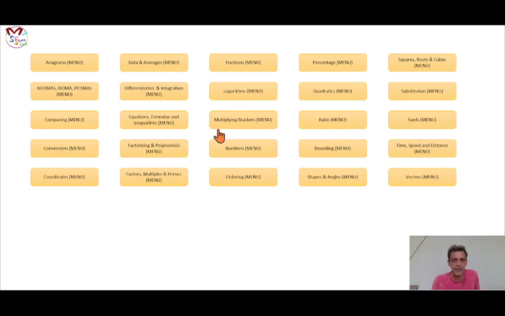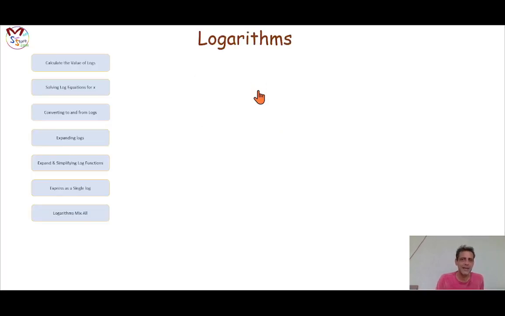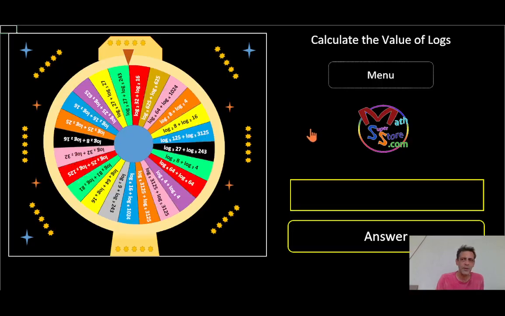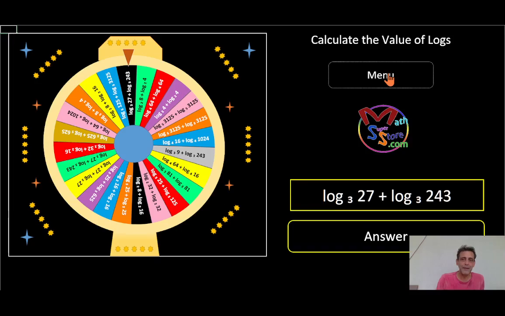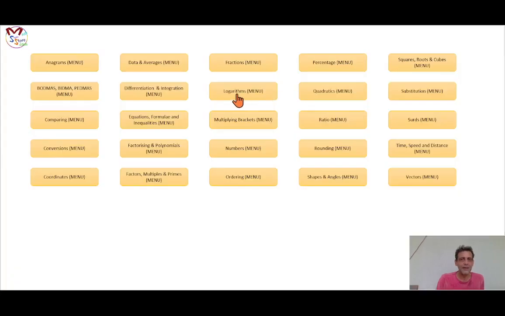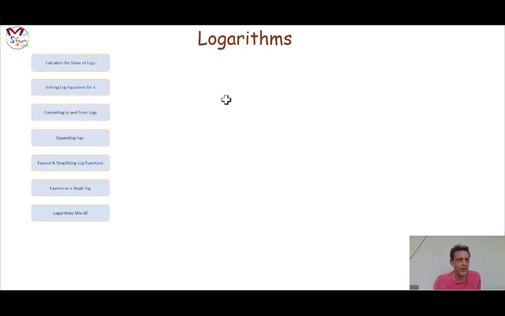So I've got logarithms here. If I wanted to do multiplying out brackets and pressed there accidentally, I'd have to quickly go back to the main board and then click on multiplying out brackets. But it doesn't take that long, and it won't happen that often.